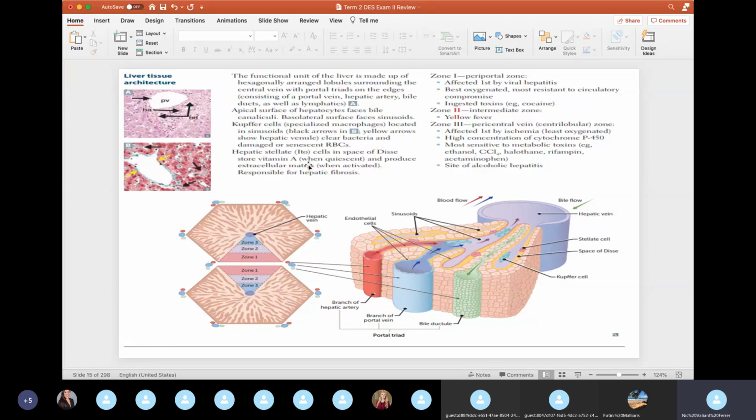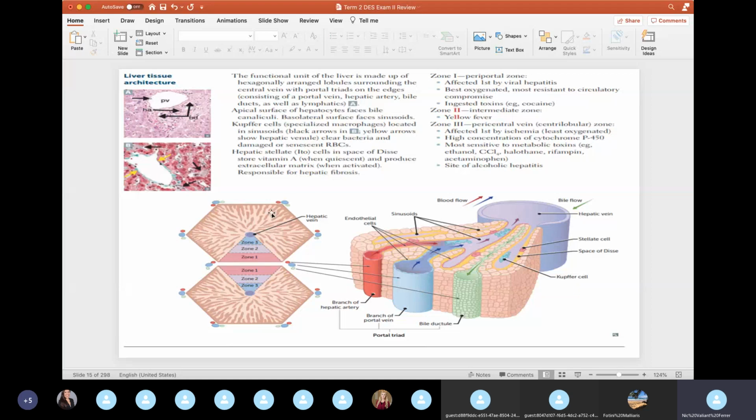High-yield: hepatic stellate cells, your Ito cells, in the space of Disse. They store vitamin A and they produce extracellular matrix. So if someone has cirrhosis, these Ito cells will secrete TGF-beta, transforming growth factor beta, which is the cause of fibrosis in your liver. That's high yield. So when you think about hepatic stellate cells or Ito cells, it is located where? Space of Disse. It stores what? Vitamin A, and it secretes what? TGF-beta, the cause of hepatic fibrosis.